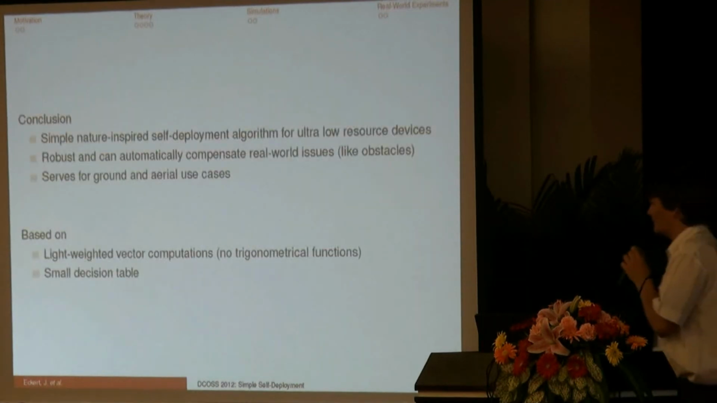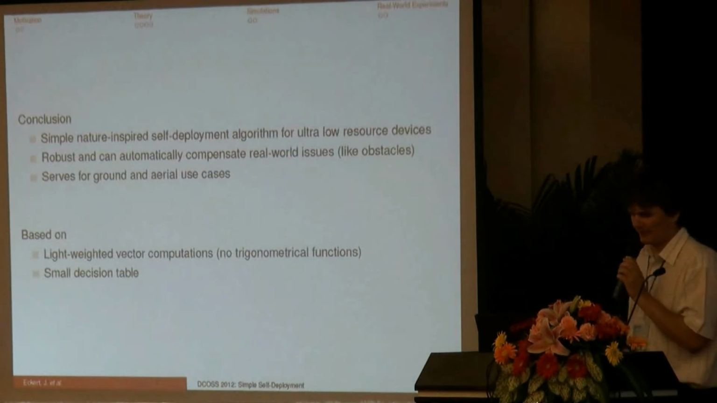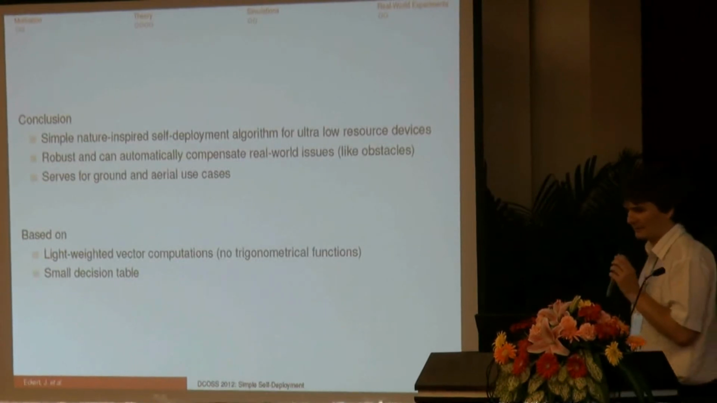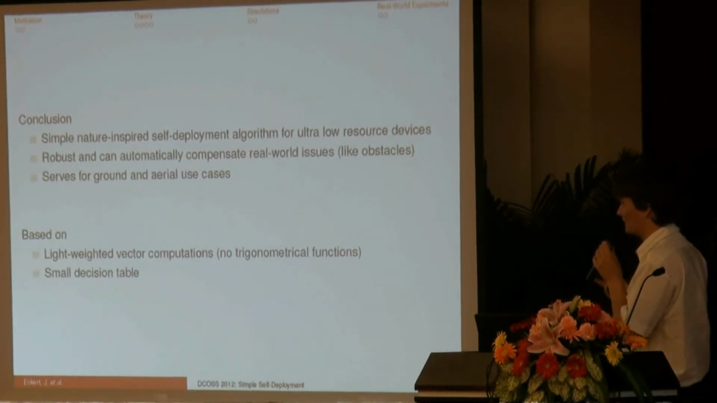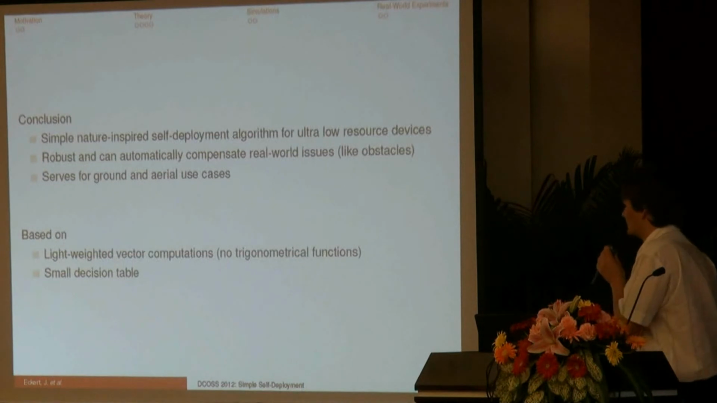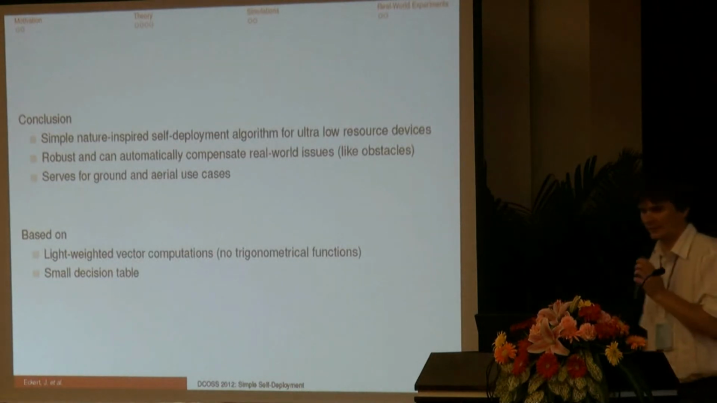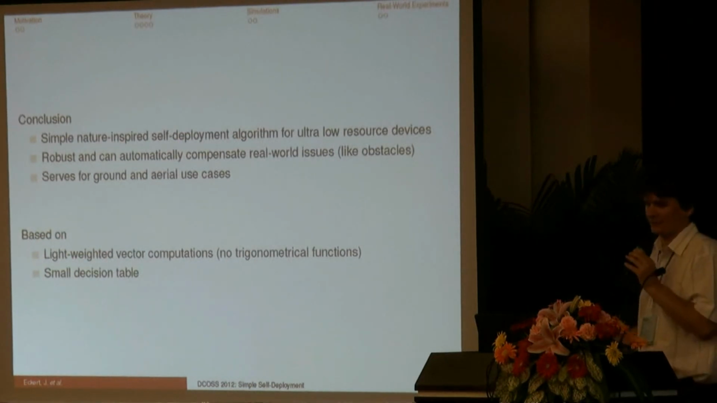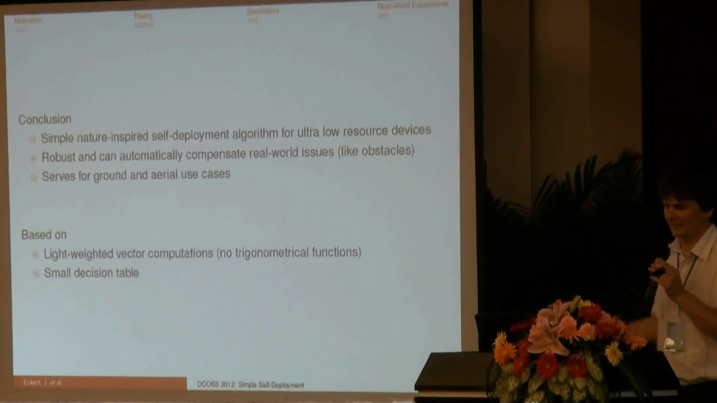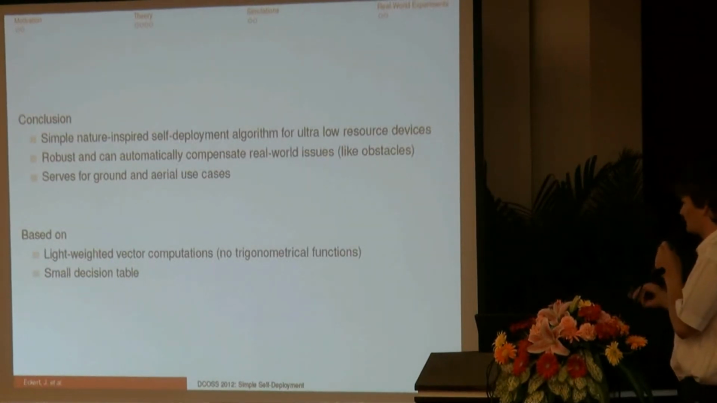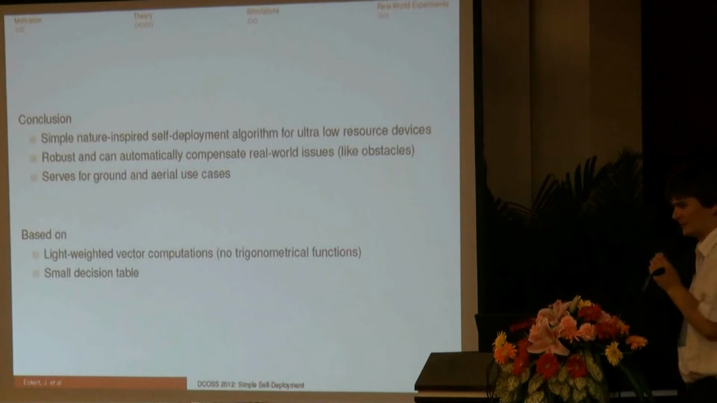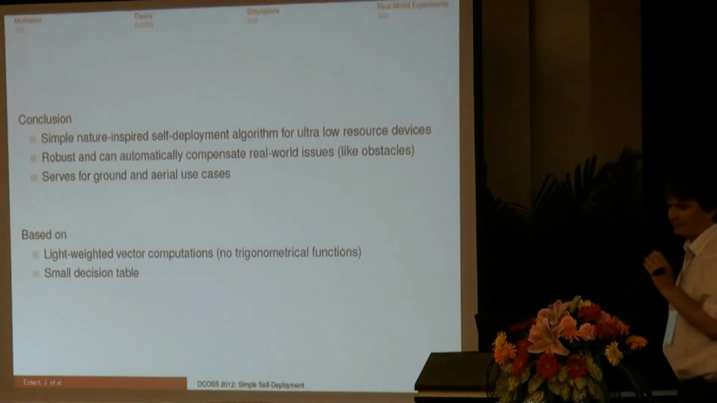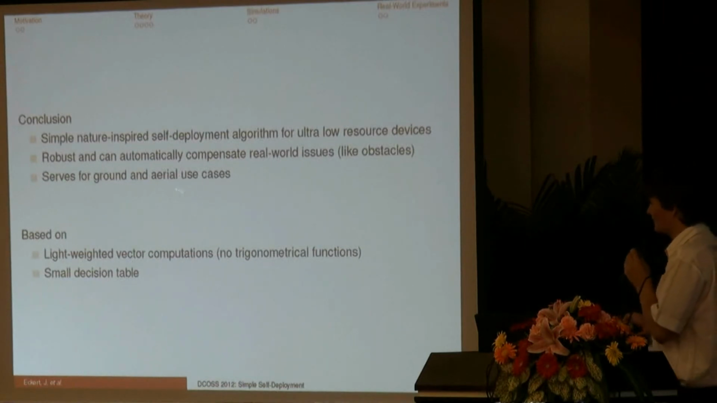So to conclude my talk, we've shown that we've utilized a simple nature-inspired self-deployment algorithm, which is capable of being implemented on ultra-low resource devices, as I introduced earlier. It seems to be very robust, and it can autonomously compensate some real-world issues like obstacle detection, which I didn't show here, but it's in the paper. If you get obstacles in the deployment, they can be circumvented.